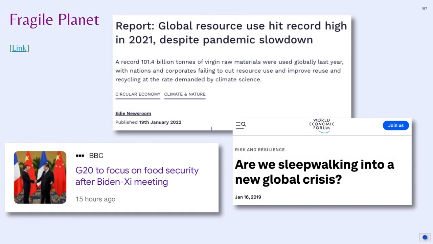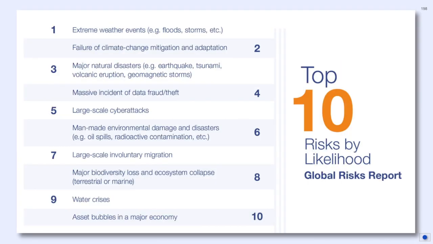And finally, a flag we don't have yet, but maybe we should. The flag of planet Earth. We are living in uncertain times. This is a headline from this morning. There's a global climate crisis, a global resource crisis. We need unity, and unity needs a symbol.